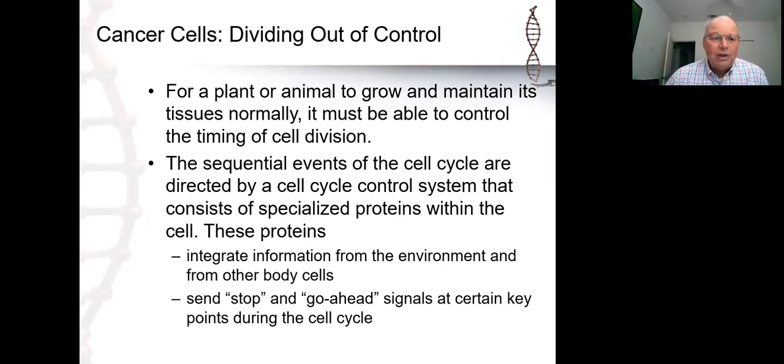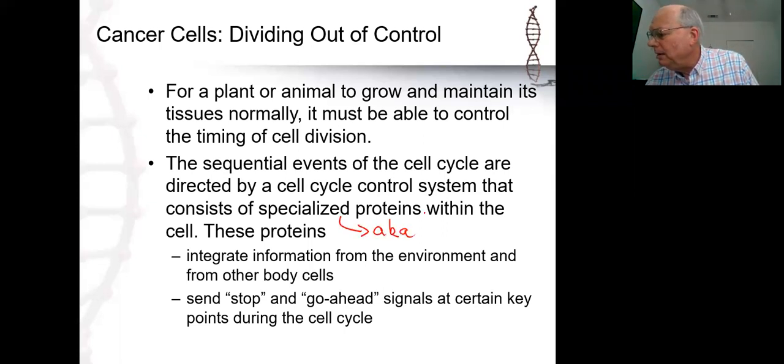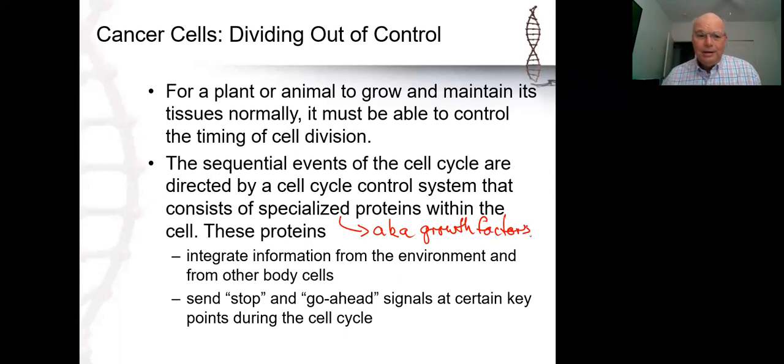The external signals are what tell the cell whether to stay in the cell cycle or to exit the cell cycle into that maintenance phase, the G0 stage. And so it's the combination of these two sets of signaling molecules, what we refer to as growth factors, also known as growth factors, that regulate the ability of cells to divide or not to divide. And these are very, very powerful molecules.